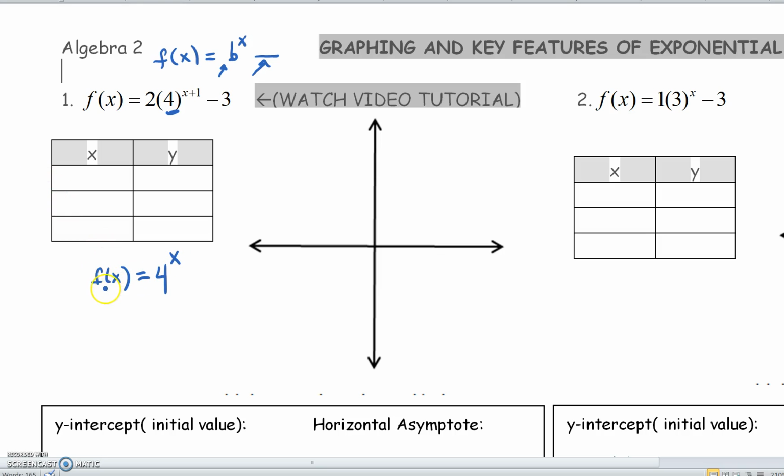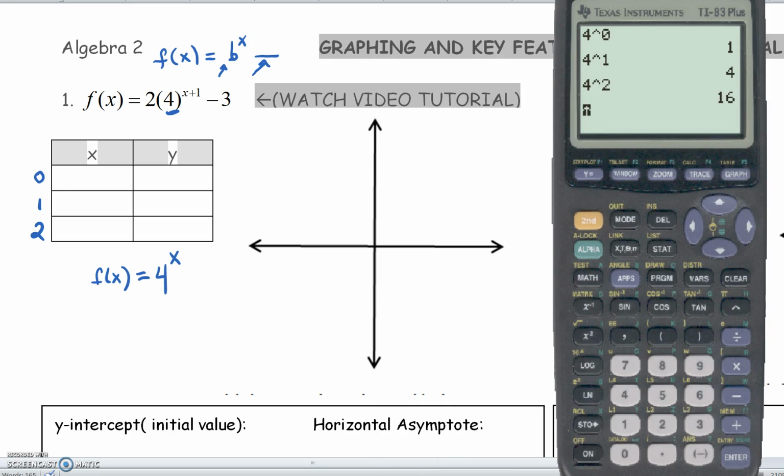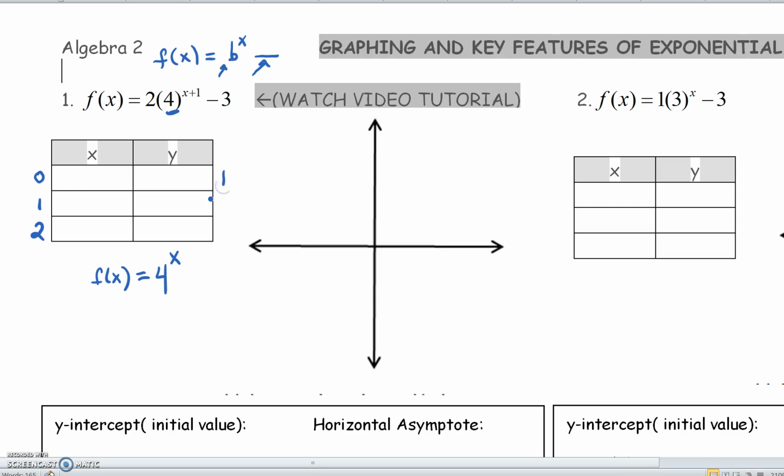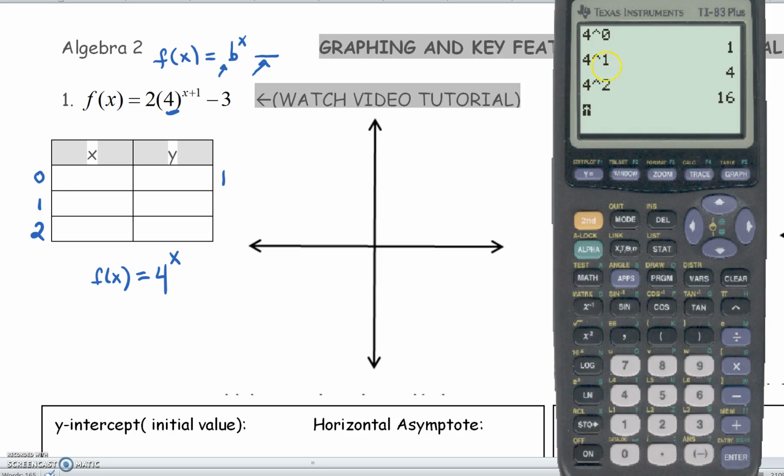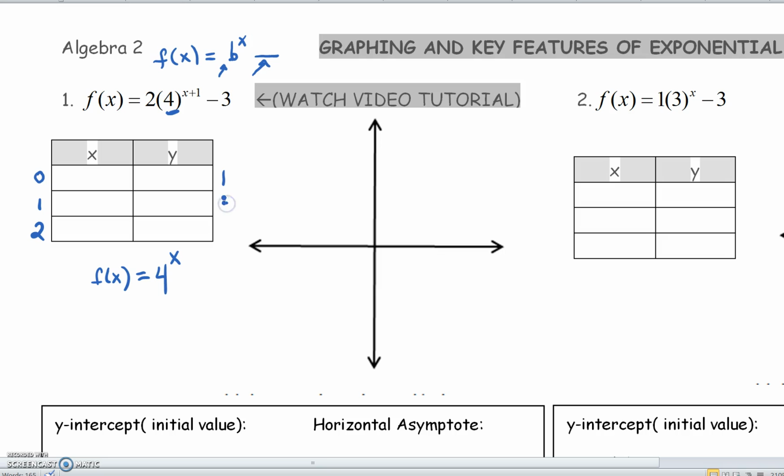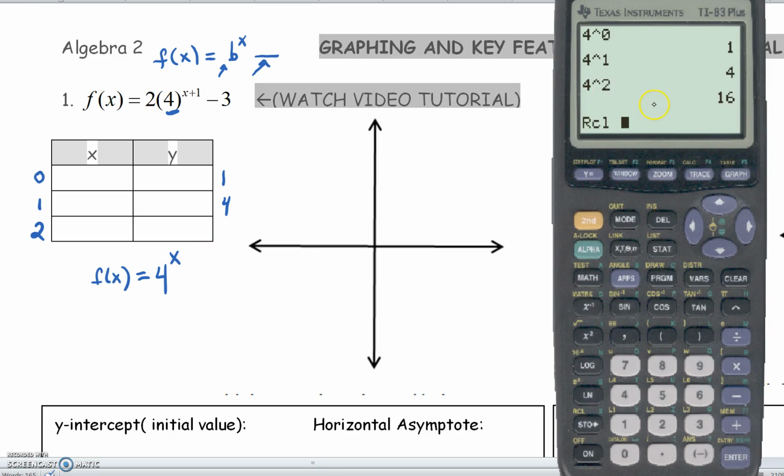Now I'm going to plot some points. Just like in the last unit when we were graphing either cube roots or square roots, there are some typical points that you can plot that are very easy for the parent function, and they come out to be 0, 1, and 2 for my input values. Now when I input 0, 1, and 2, you'll see I did in the calculator right here. 4 to the power of 0 is always 1. 4 to the power of 1 is 4. And 4 to the power of 2 is 16.